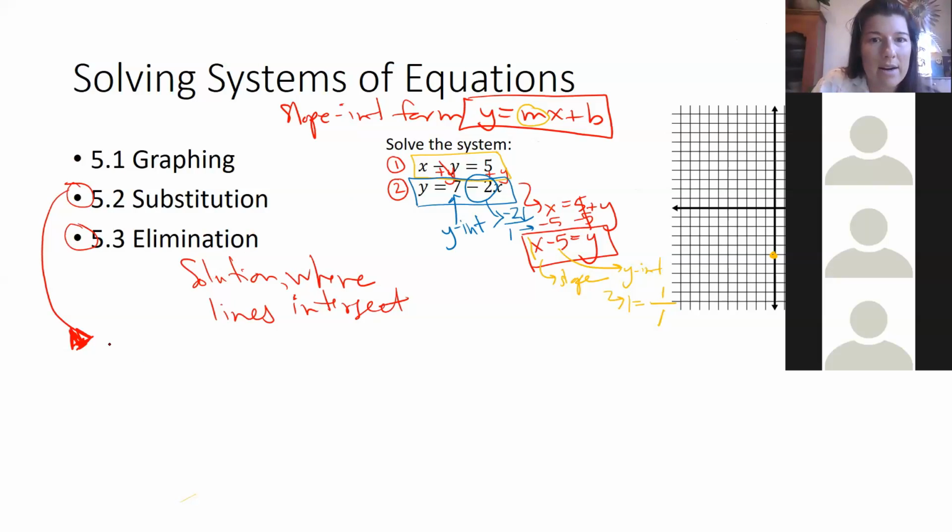Okay, so let's write our equations here again. So x minus y equals 5. So in your notes, write down, now we're going to solve this with substitution. Y equals 7 minus 2x.